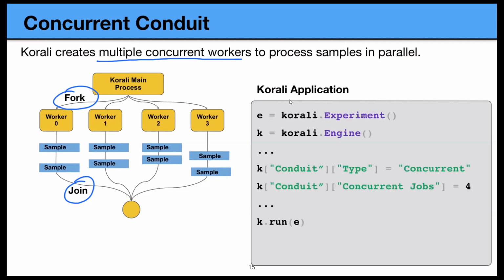And in the application, in the model, nothing needs to change. The model is just exactly the same, but you need to specify explicitly here, okay, I want to use the concurrent conduit, and I want to use 4 concurrent jobs at a time in this case.